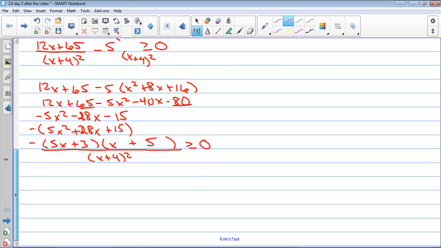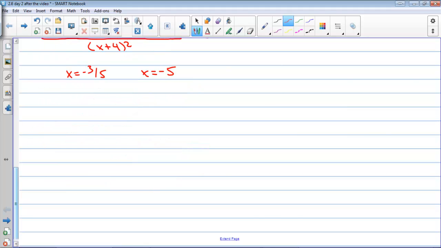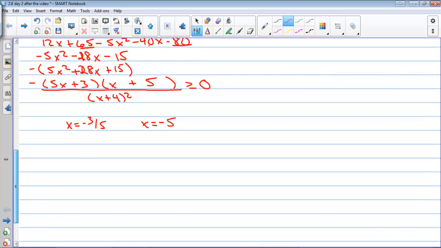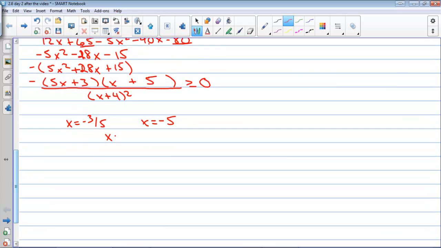It would follow along. Well, now we want all the zeros. So x equals negative 3/5. x equals negative 5. Those are the zeros. But then we want what makes the denominator 0, so where the function is undefined. And that's x equals negative 4, but we can never, I don't care what the inequality says, you can never include what makes the denominator 0. So we will not include negative 4.